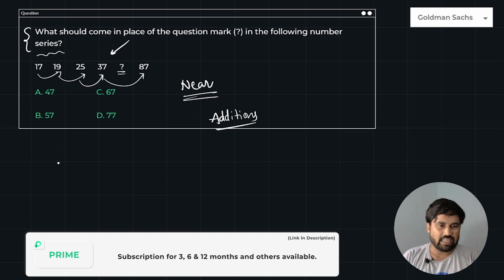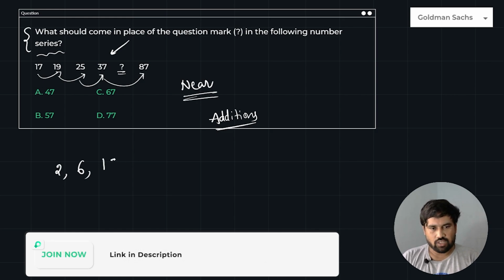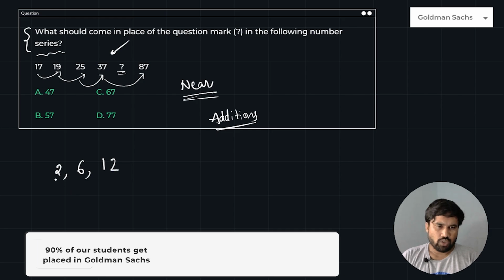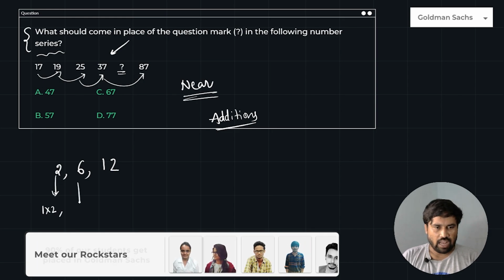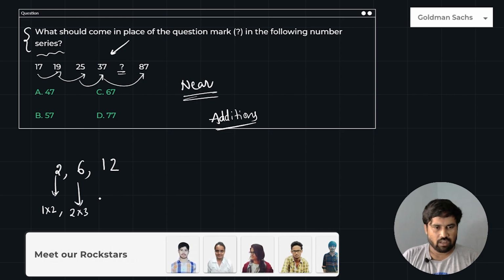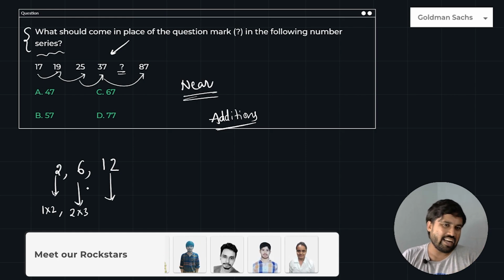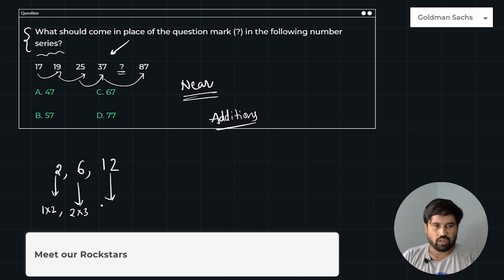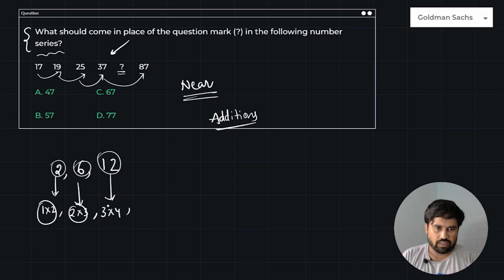So 17 and 19 difference is 2, 19 and 25 difference is 6, and 25 and 37 difference is 12. So 2, 6, 12. See guys, I can write 2 as 1 into 2. I can write this 6 as 2 into 3. So I am just converting to prime factorization so that I can see if I get any relationship between them. Okay. So next will be, just look here, 3 into 4.